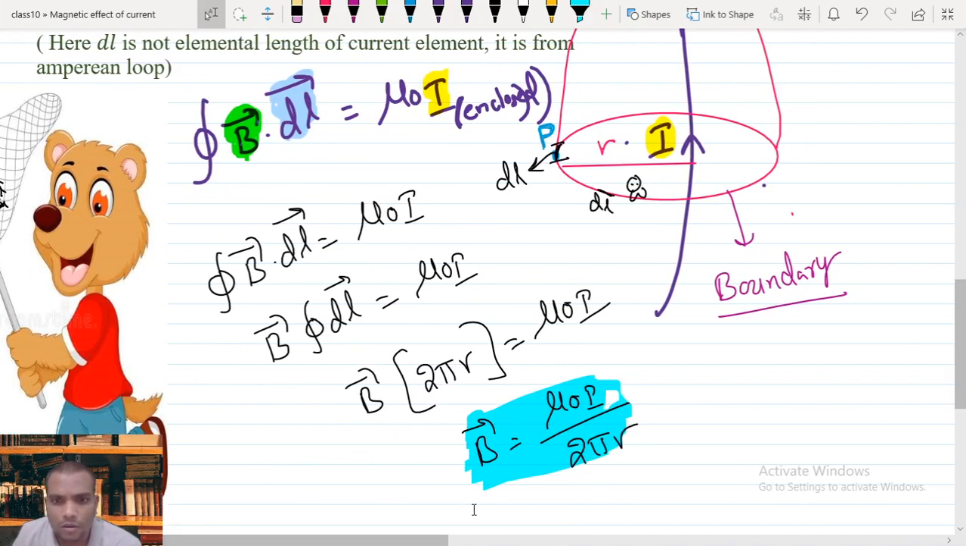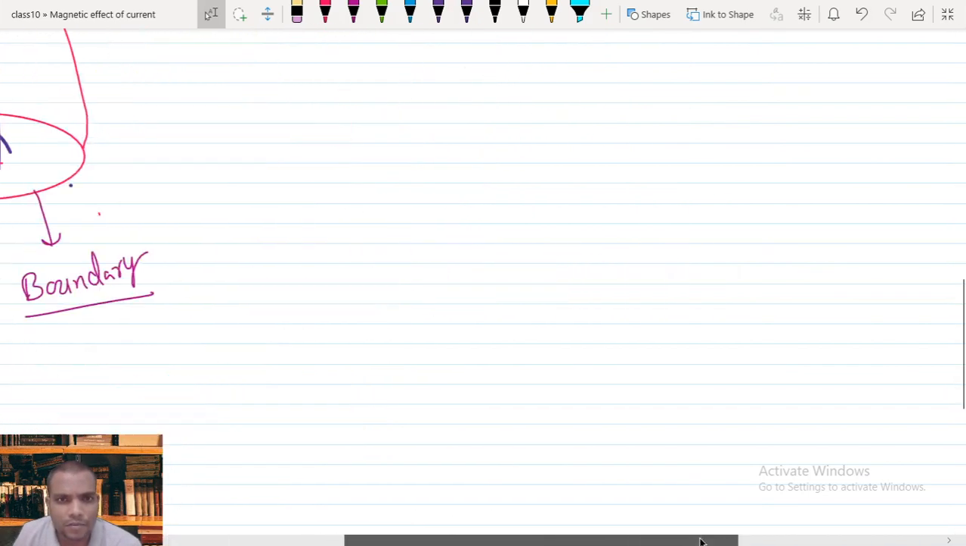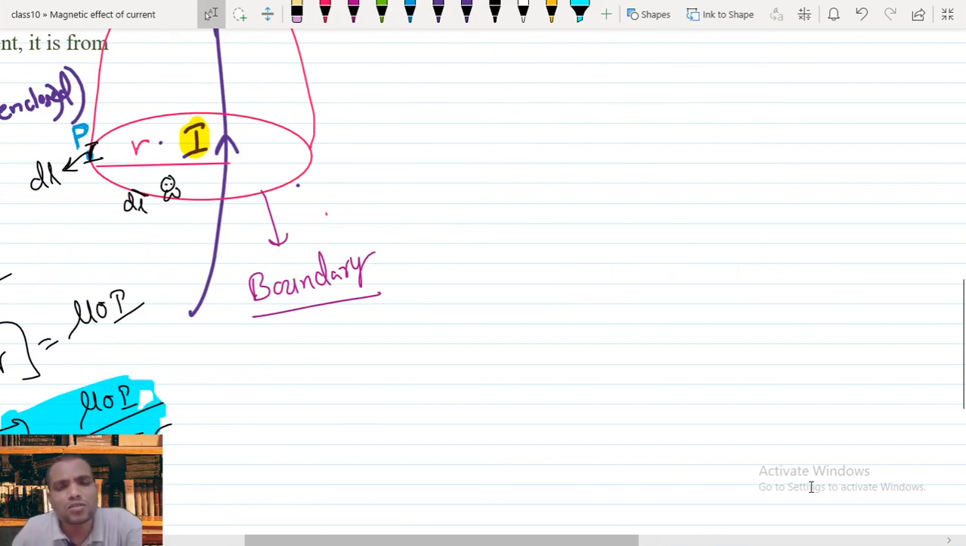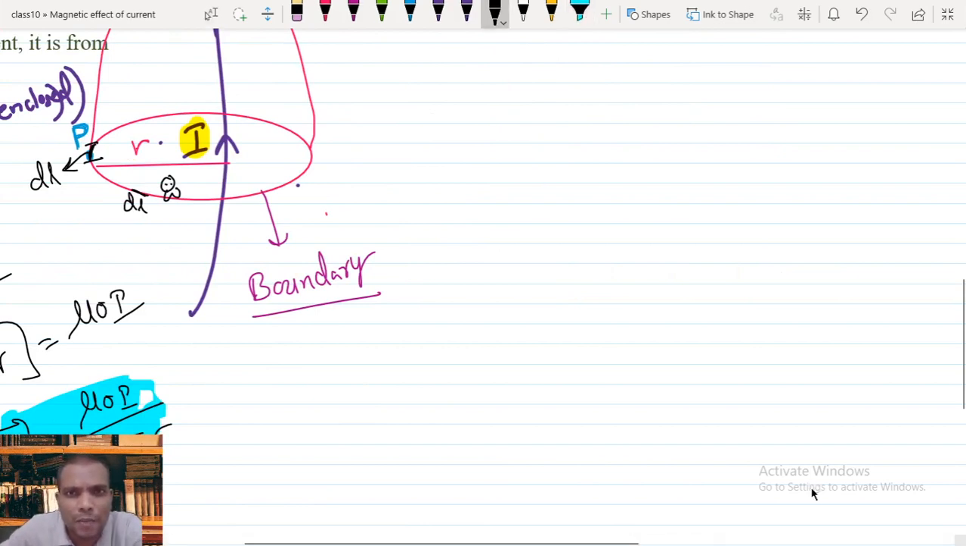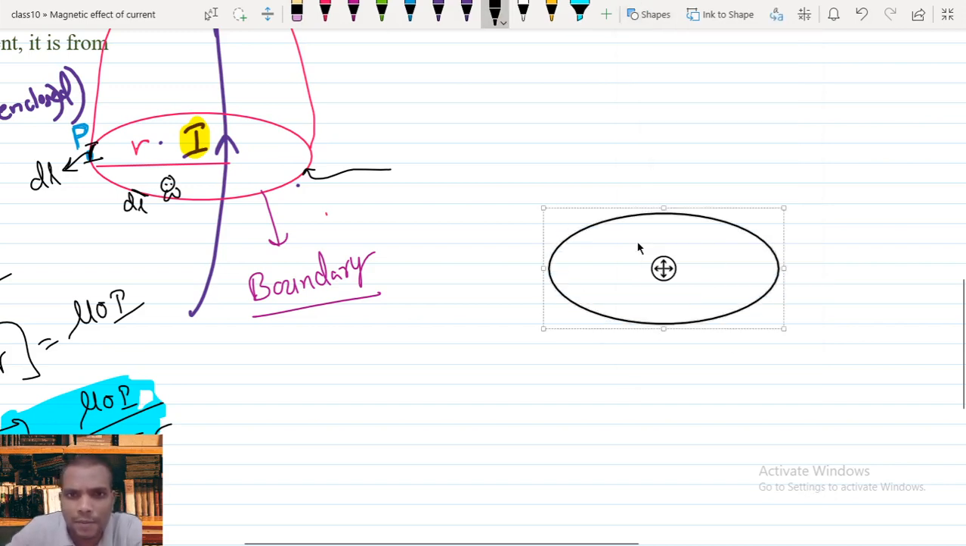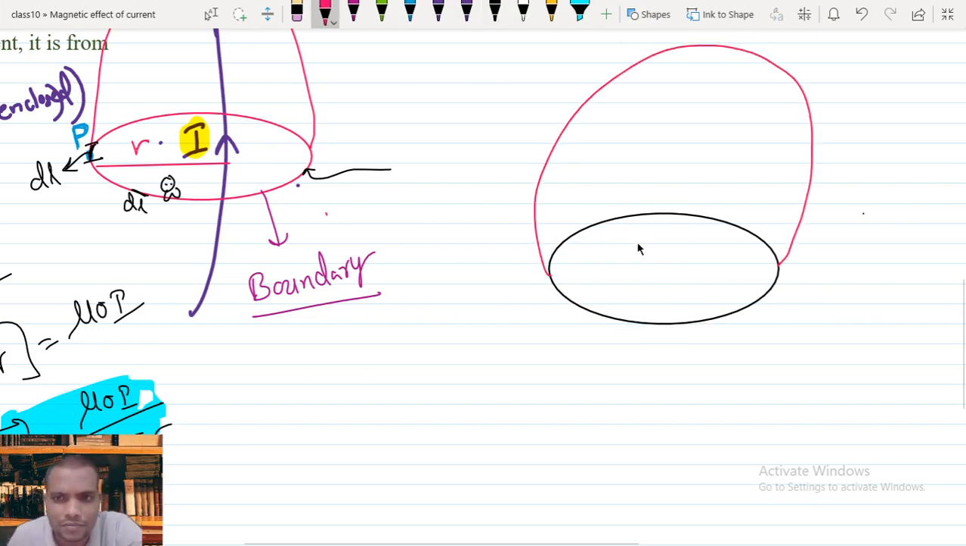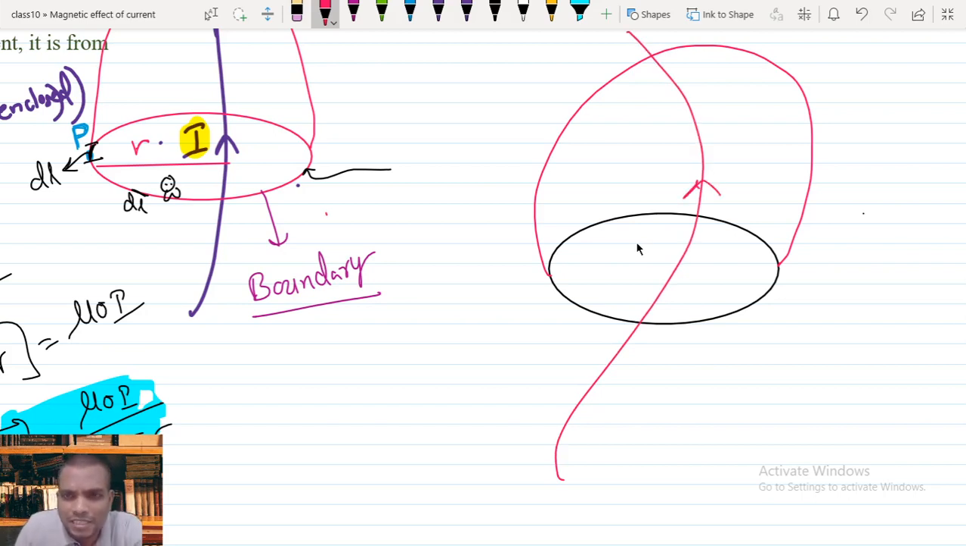Now, let me ask a question. Is it necessary to take this loop as a regular shape? Since I have taken this loop as a circular boundary, I have taken an Ampere loop, a closed loop. Now this is a boundary, and I have taken this loop just like a polythene bag having an open surface. So I inserted a current carrying element. Now this current carrying element is punching the bag.